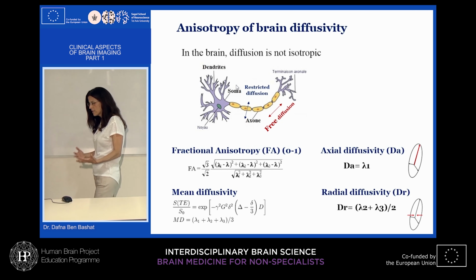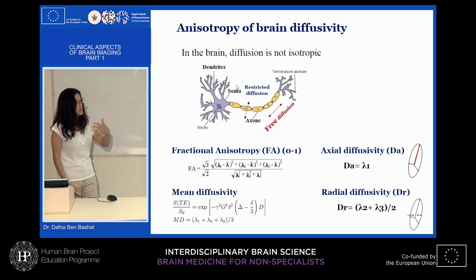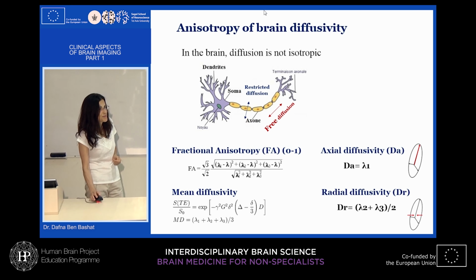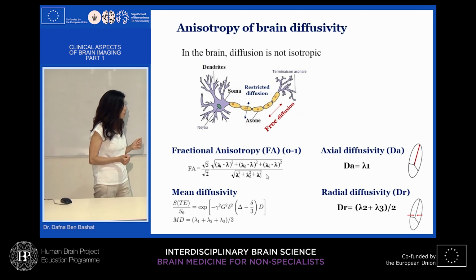There is a lot of mathematical computation. We build a tensor, we diagonalize it, we take the eigenvalues of it. That's why you learn a lot of mathematics in those courses. And then we can have a lot of information. We can have information on what we call fractional anisotropy, which is just a ratio between 0 and 1. 0 meaning it is an isotropic compartment, 1 is very anisotropic.